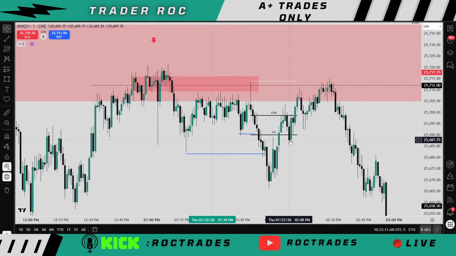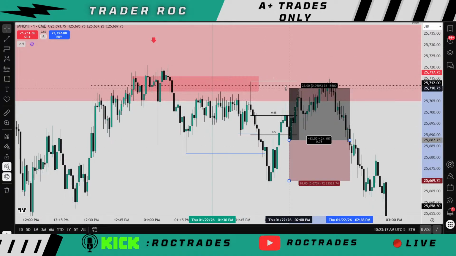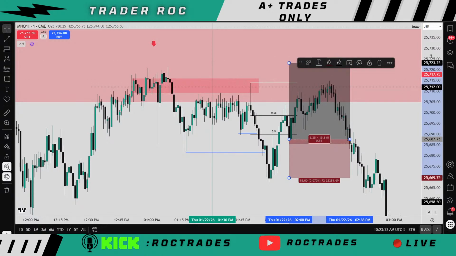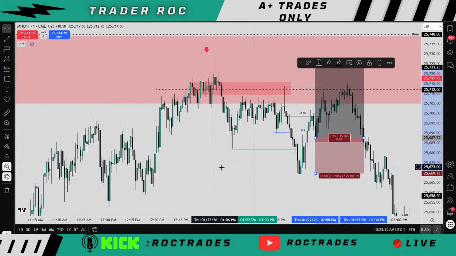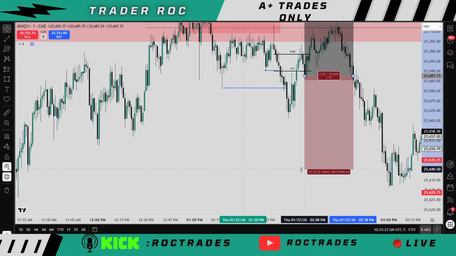So even here, you could have shorted here. You see price hit that 0.68. You see it try to run. Short here. And you want a stop at a safe place, right? This would only have been a 35-point stop loss. Today, I traded a 40-point stop loss to put it in perspective. And you target your 1.4 or 1.5.